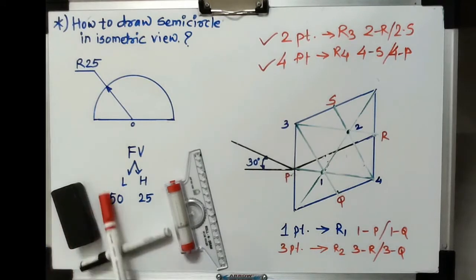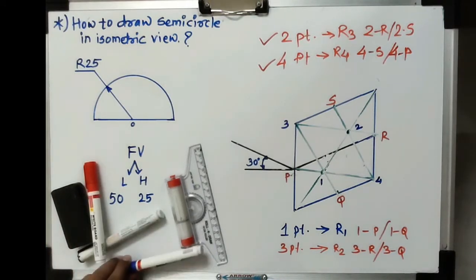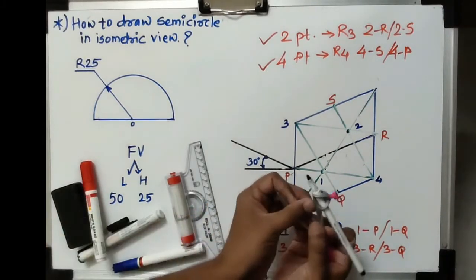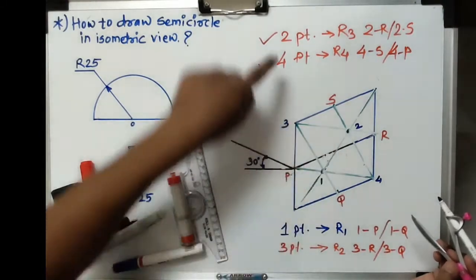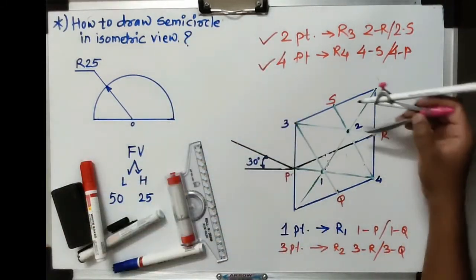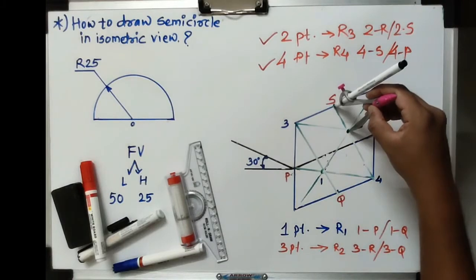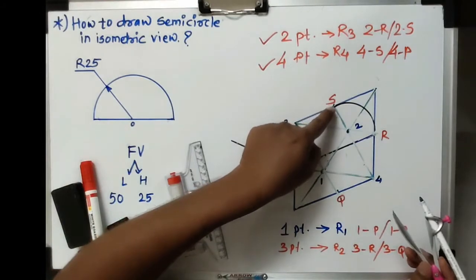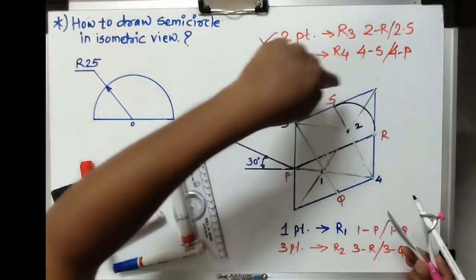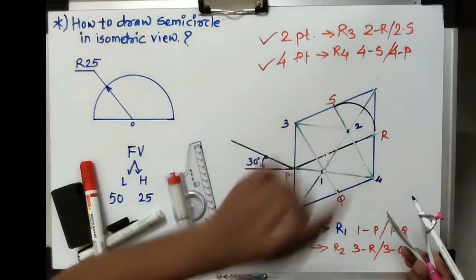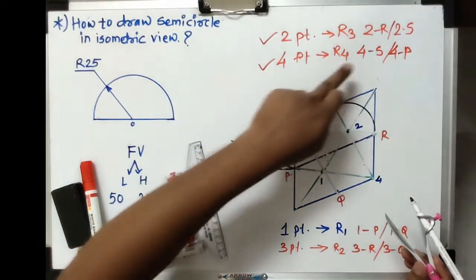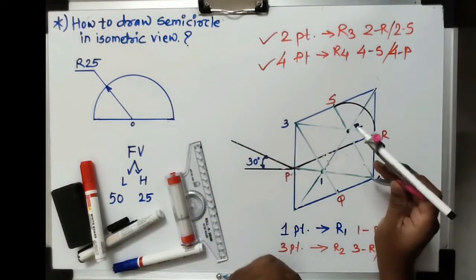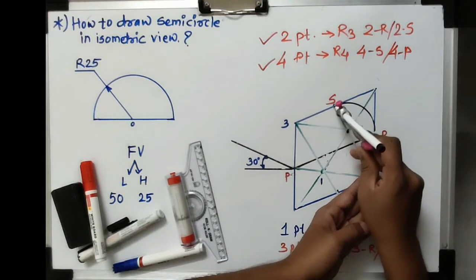Now, after knowing the center points and the distances, we just have to use the compass. Suppose I use this compass. First of all, I will consider point number 2 as the center point. I will use the distance 2 to S and draw the arc in this way. We have to draw the arc between the S and R points only. This is the first half portion of the semicircle in the isometric view. Now I will consider the fourth point, 4 to S or 4 to P, both are the same distance. I will use 4 as the center point and S as the radius.